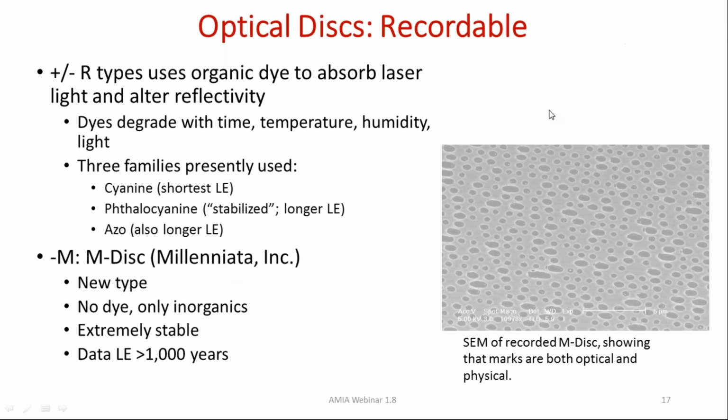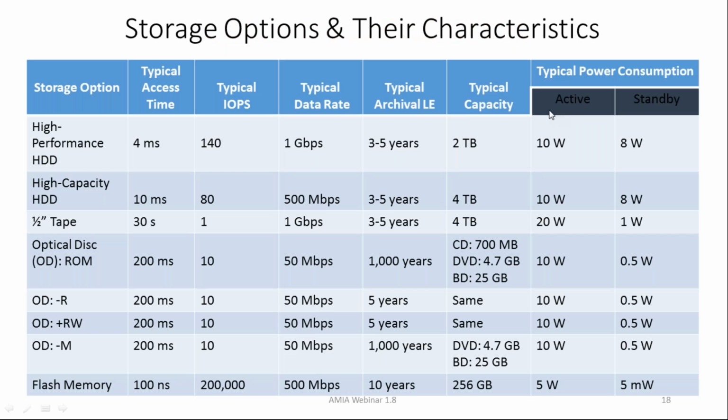Okay, next one is a summary of these various types of storage. So here we have a comparison of hard disk drives, the high performance one, and then the high capacity. Now, what do we mean by that? High performance means it has high IOPS, input-output operations per second. High capacity does not have as high of an IOPS rating, but it has a higher storage capacity.